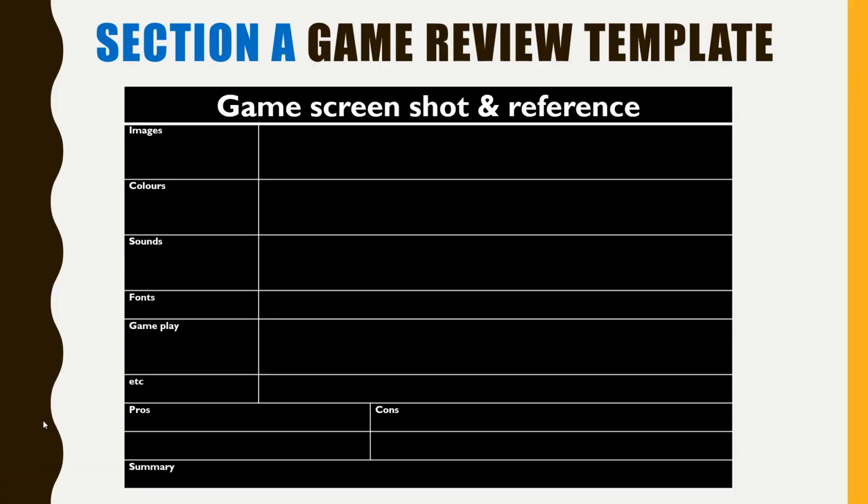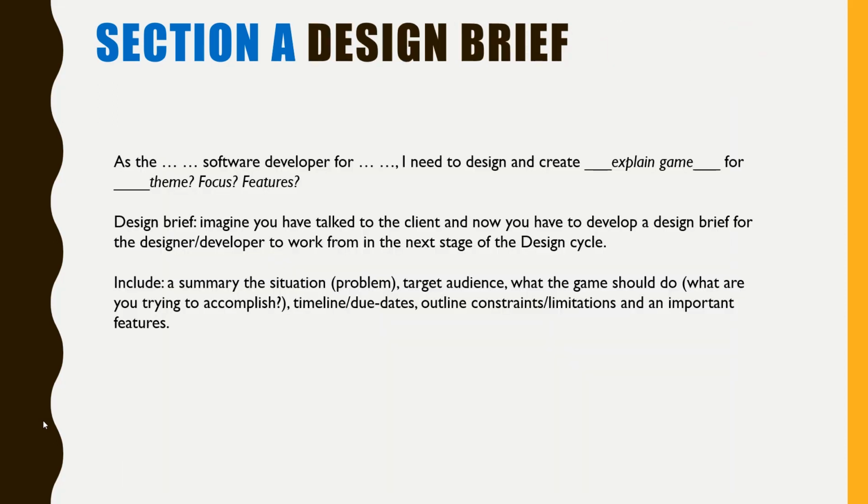So the first thing in Section A is you need to do a review of the different games, and this is the template that's inside of the work booklet. So you have a list of all the images, the colors, the sounds, the fonts, the gameplay, etc. And then you need to outline the pros and cons of each bit of the game, and then a bit of a summary of what you found, what you liked about the game, how you might want to incorporate into yours. You then need to create a design brief.